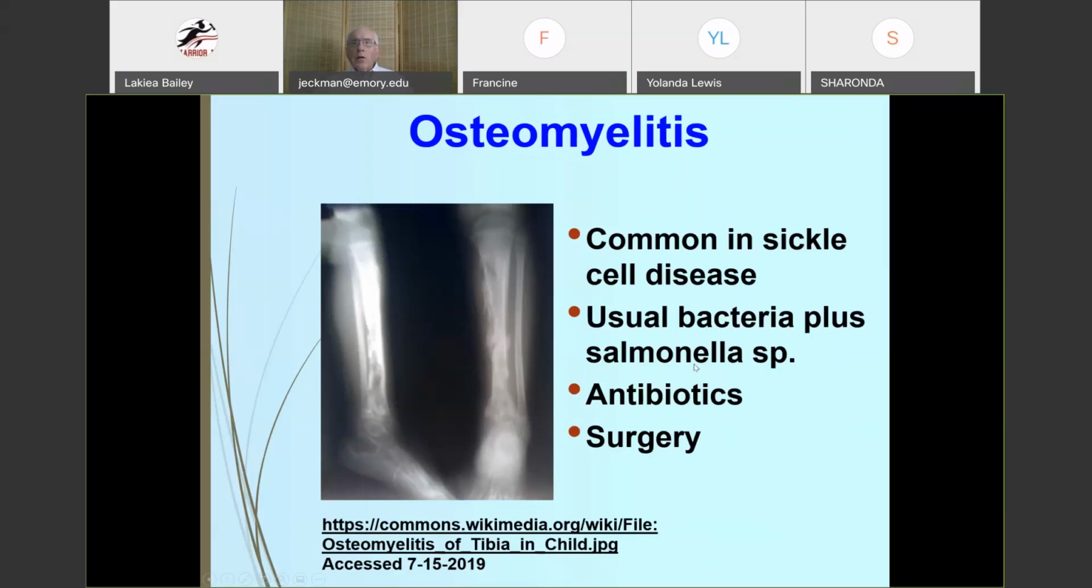Making sure eggs are cooked well before you eat them, and not doing what I used to do when I was a child and eat the raw cookie dough before it was cooked. And eggs are another source of salmonella, so you have to be cautious with that. The treatment is with antibiotics, and sometimes surgery has to be done to remove some of these areas of damaged bone, so that the antibiotics can do their job of clearing out the infection.